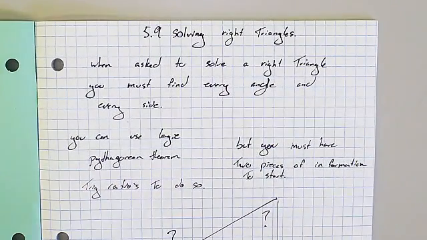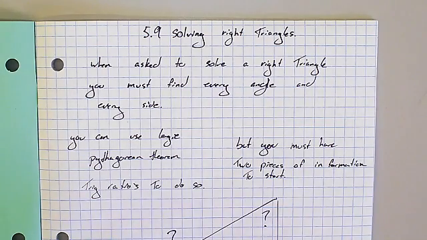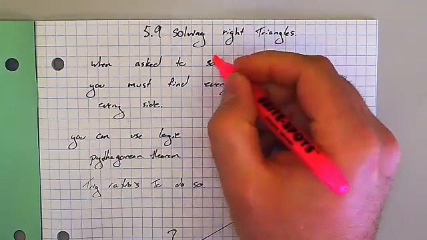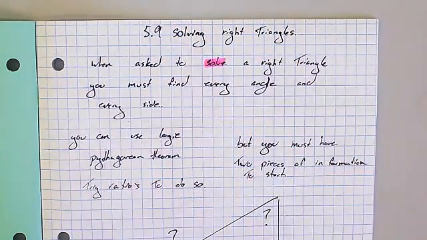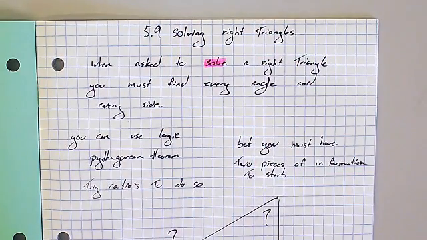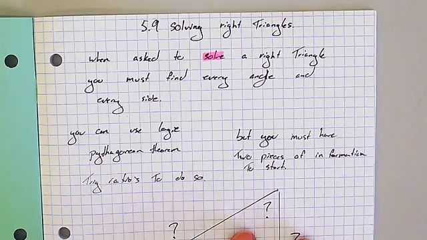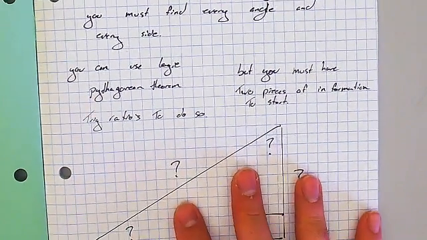This is 5.9 and it's the last lesson for chapter 5. This is going to be talking about solving right triangles. Whenever you're asked to solve a triangle, you're basically asked to find all the information about it. You want to find every single angle, every single side length. You have a lot of tools at your disposal for this.